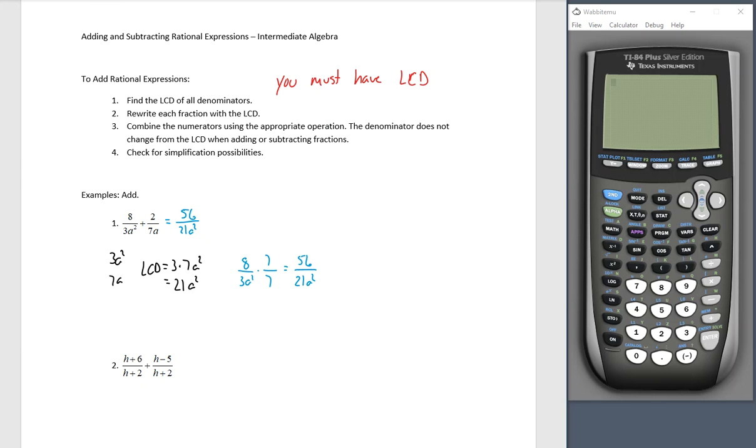Let's do it again. 2 over 7a. I need to multiply by something to get 21a squared. 7 gets multiplied by 3a. So I multiply both numerator and denominator by 3a. That's 6a.